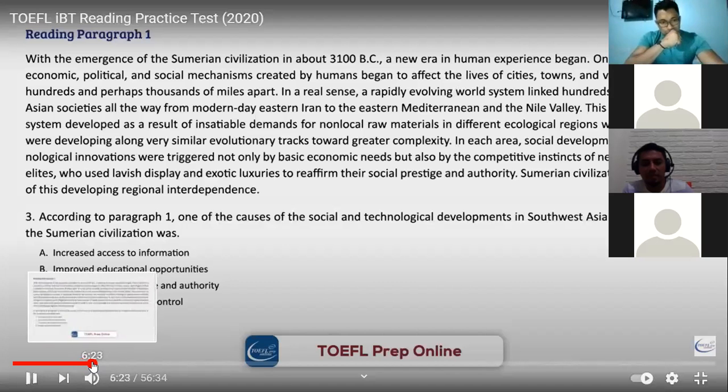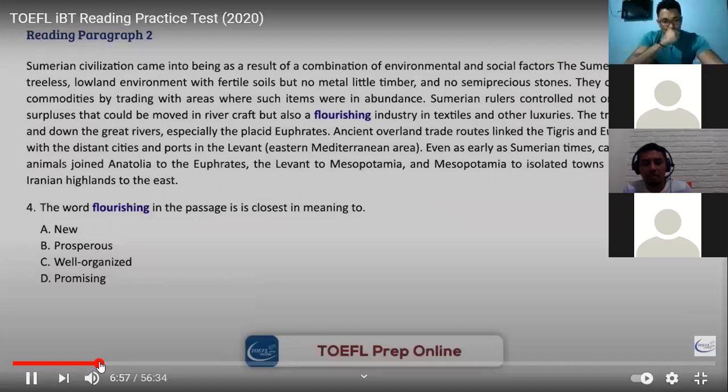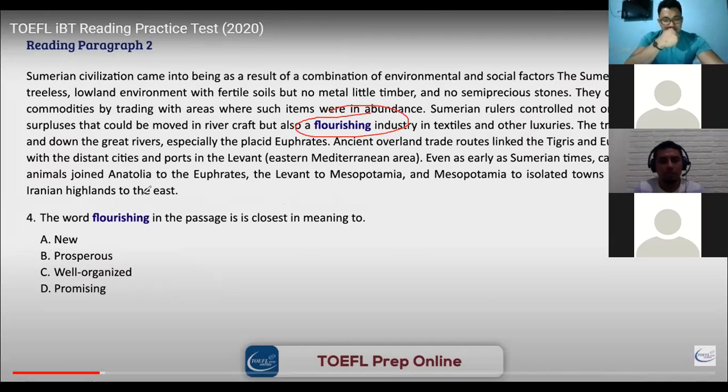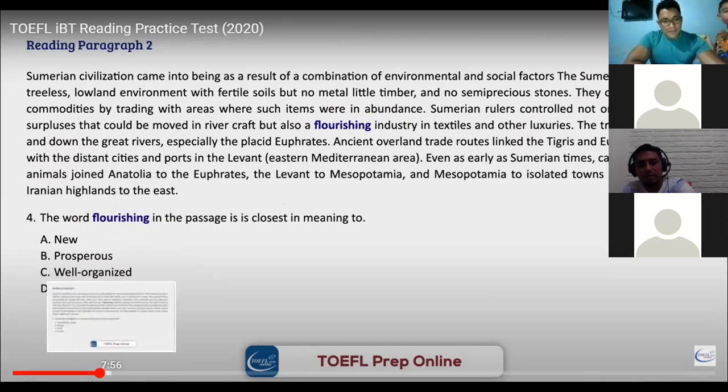All right, let's look at question number four. Question number four, what type of question is this? ¿Cómo se llaman estas? Remember? Vocabulary in context. Very good. Vocabulary in context. All right. Let's look at question number five.